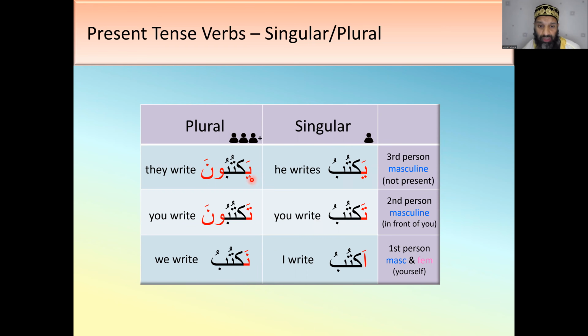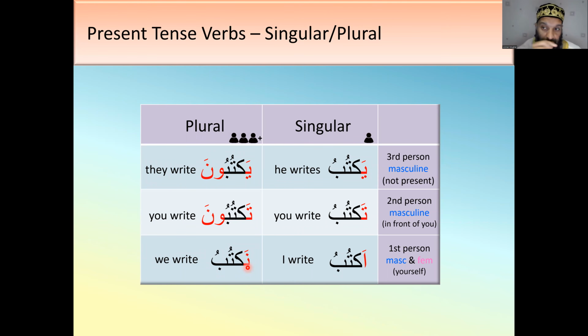So yaktubu, yaktubuna, third person. He writes, they all write. Taktubu, taktubuna, you write, you all write. The only difference between these two is this one starts with a ya, that one starts with a ta. All the rest of the vowels are the same. Same difference here. Yaktubuna, taktubuna. That's it. If it's beginning with a ta, it's talking to you. If it's beginning with a ya, it's talking about him.